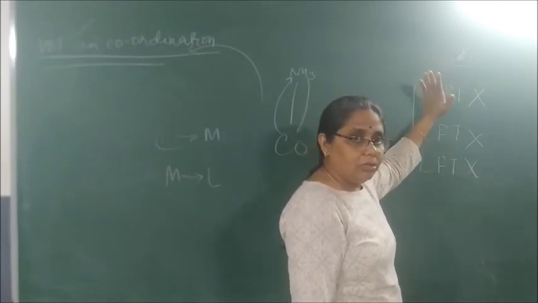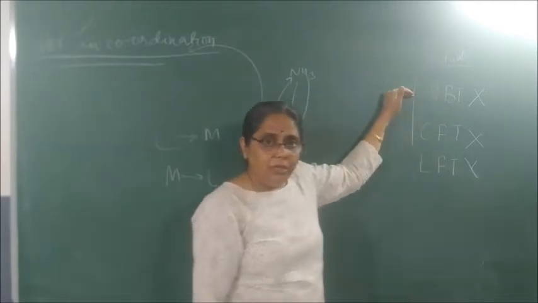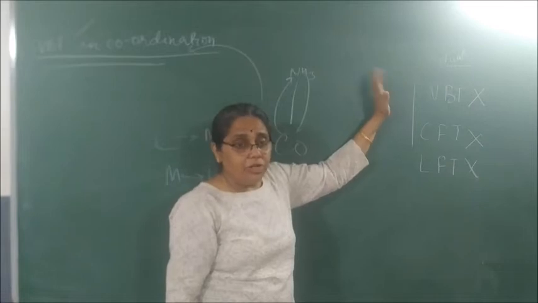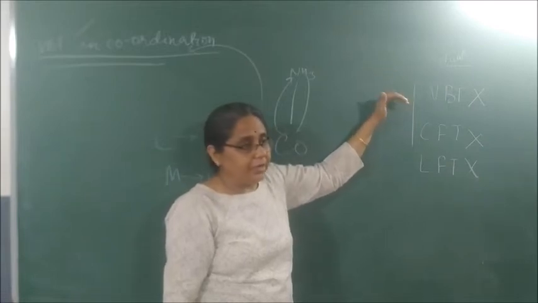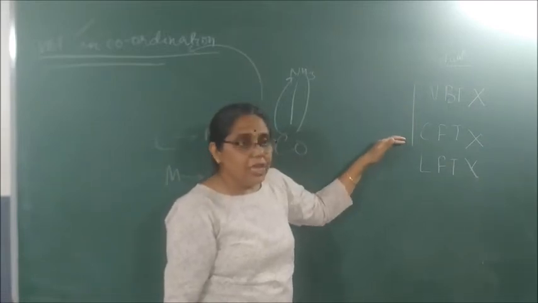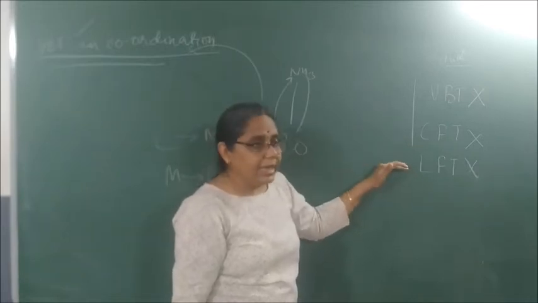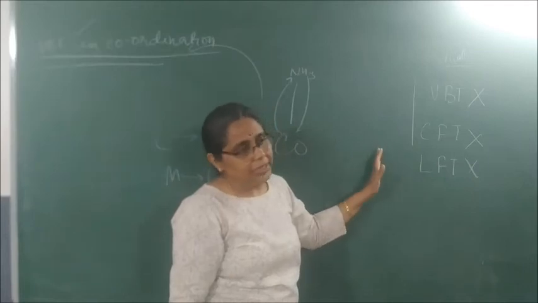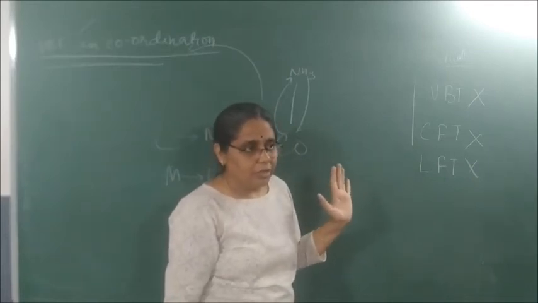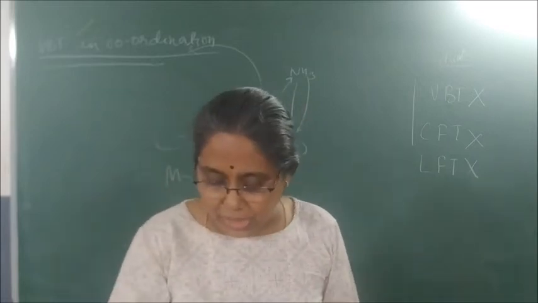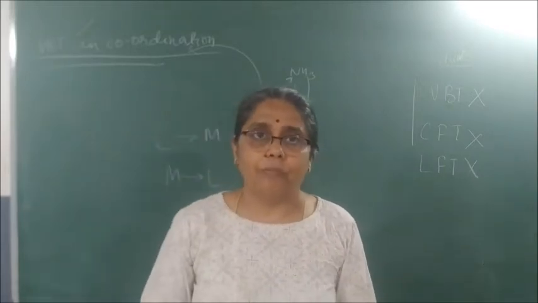Clear? VBT gives hybridization and geometry. It even tells about its magnetic property, whether it is paramagnetic or diamagnetic. CFT explains its optical as well as magnetic properties. And LFT talks about all, but it is not in our syllabus. Clear? So first, VBT. Valence bond theory of coordination compounds.